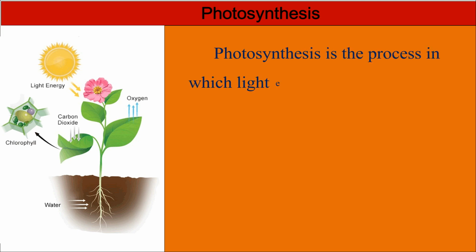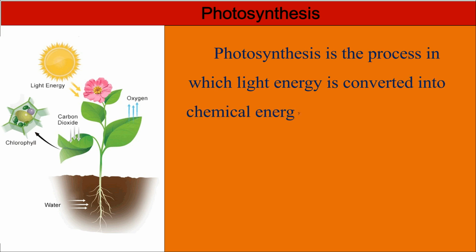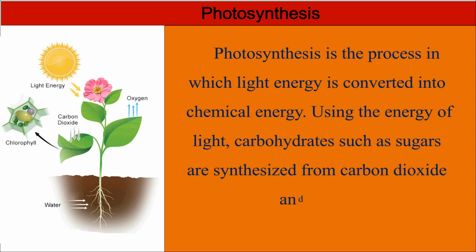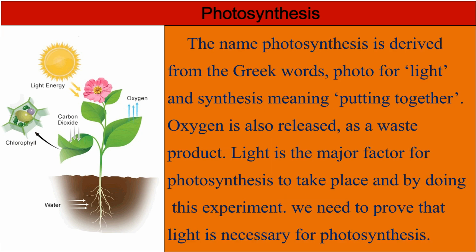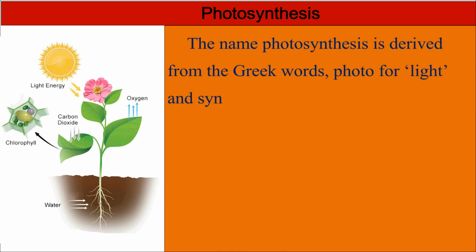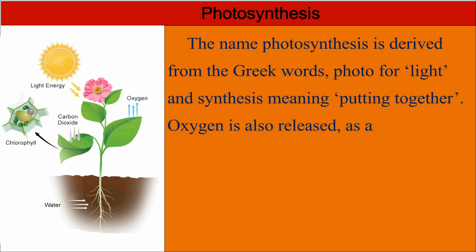Today we have to learn about the photosynthesis process. Photosynthesis is the process in which light energy is converted into chemical energy. Using the energy of light, carbohydrates such as sugars are synthesized from carbon dioxide and water. The name photosynthesis is derived from the Greek words photo for light and synthesis meaning putting together. Oxygen is also released as a waste product.